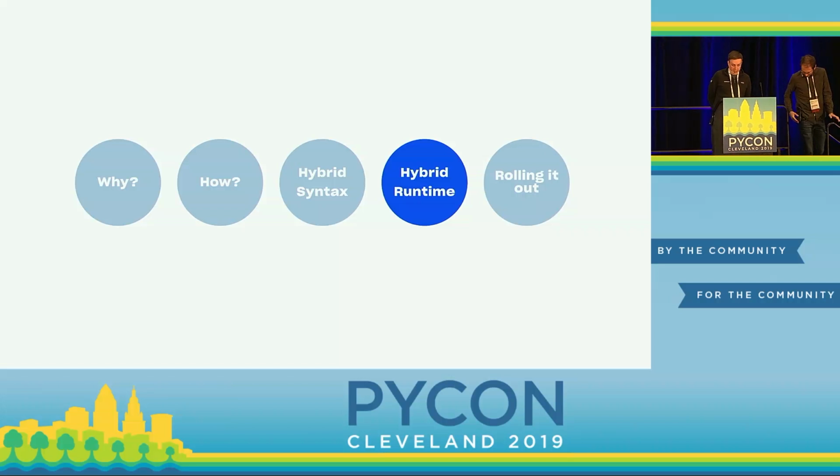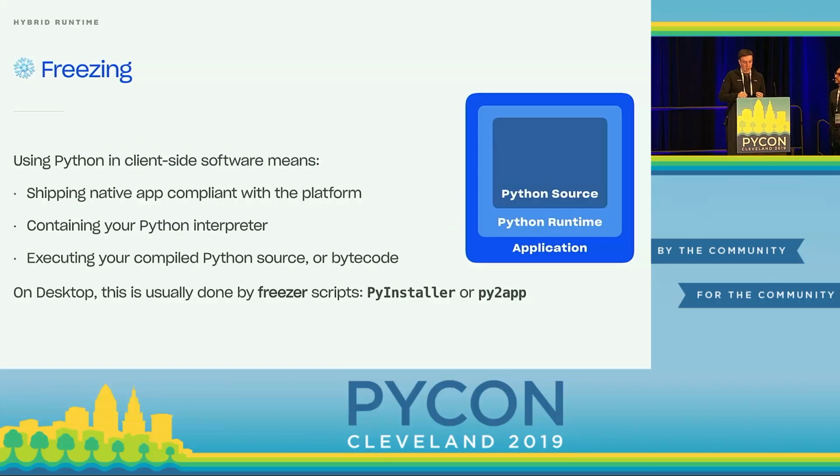OK, so let's go into the second part of our deep dive. Now that our code is compatible with Python 2 and Python 3, how do we get it to our users? Let's take a step back for a second. If you're using Python on the client side, that means you're actually shipping three things. One, you need to ship a native app that's compliant with the platform's app model. That's a complicated way of saying that on Windows, you need to ship a .exe, and on Mac, you need to ship a .app.